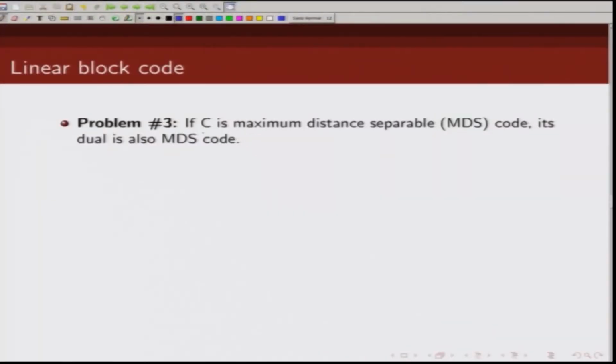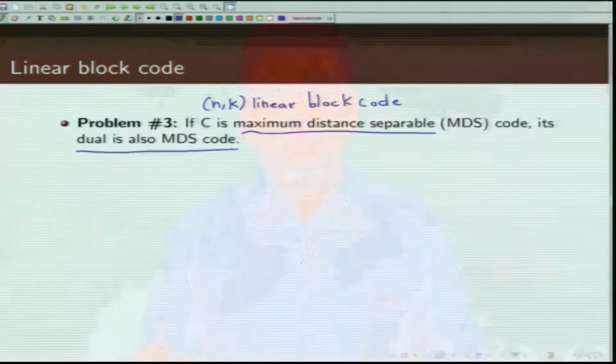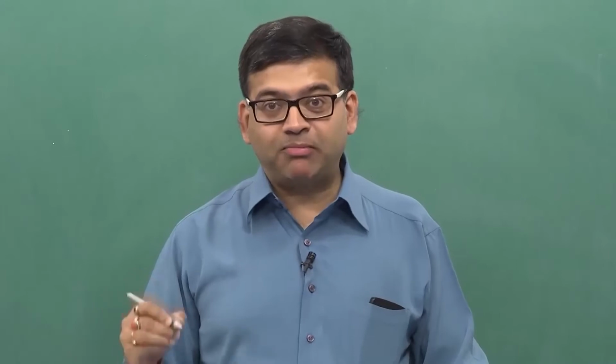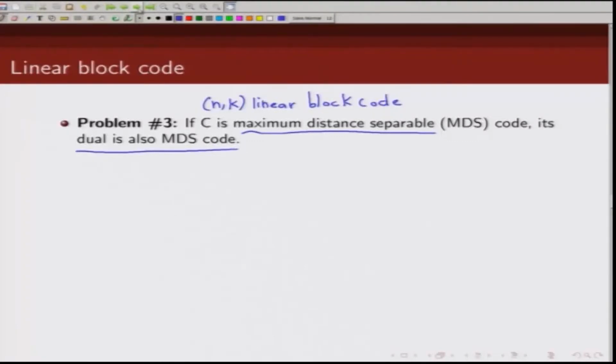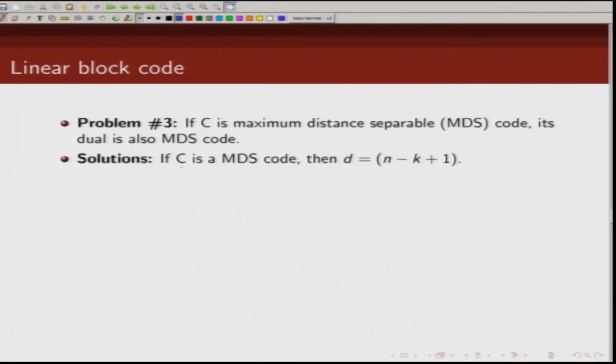Next, if we are given a linear block code C, let us just say an (n, k) linear block code, and it is said that this code is maximum distance separable, then show that its dual code is also maximum distance separable. Now, what do we mean by a maximum distance separable code? We know the codes that satisfy the Singleton bound with equality are known as maximum distance separable codes. So, then if this (n, k) code is maximum distance separable, then the minimum distance of this code should be n minus k plus 1, right.